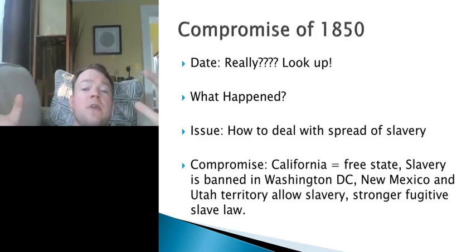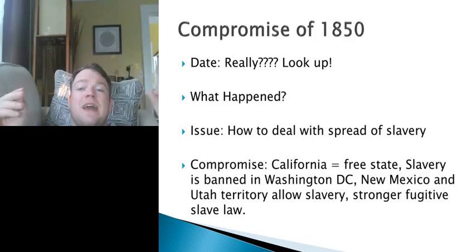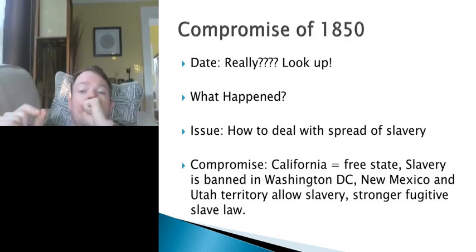There isn't anyone else who's ready to be a state yet, so we've got to give some provisions to the slave states. So the compromise is this, and it's a multi-step compromise, a little difficult to understand. California is going to become a free state. Slavery is going to be banned in Washington, D.C. New Mexico and the Utah Territory are going to be able to allow slavery, and there's going to be a stronger fugitive slave law.